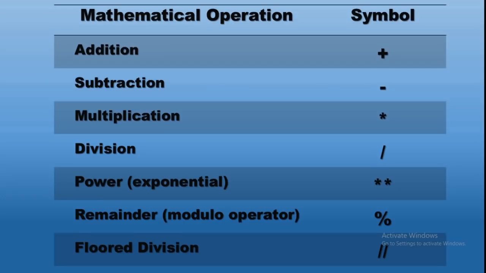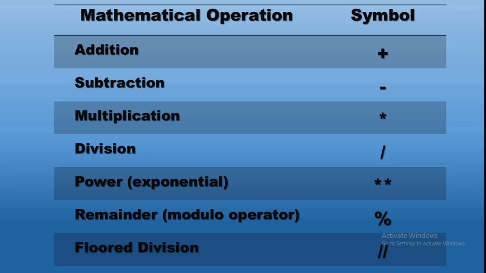So there are basic mathematical operations in Python. Addition is shown by the symbol plus, subtraction is shown by the symbol minus, multiplication is shown by a single asterisk, division is shown by a forward slash, power is shown by a double asterisk, remainder, also called the modulo operator, is shown by the percentage sign, and floor division is shown by a double division symbol.